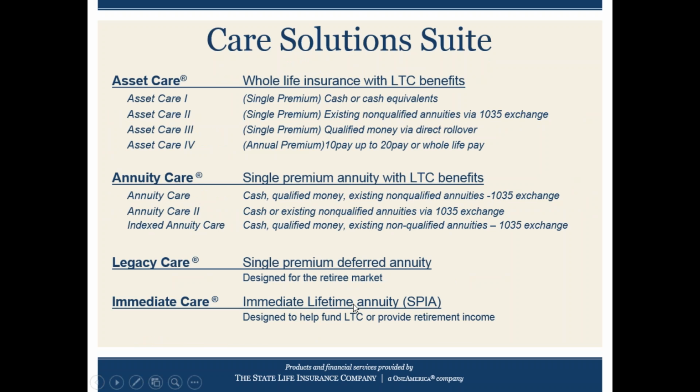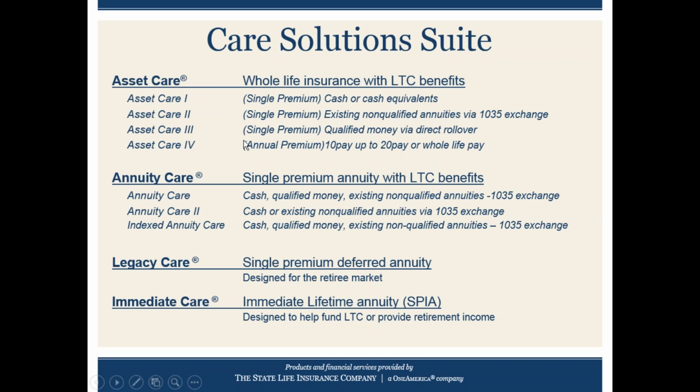Yes, I do have 9 products, but let's deduce for a second. I'm not going to show you 9 products. Don't worry about it. First of all, we're not going to talk about legacy care or immediate care. So now we're down to 7. Then we have our asset care. There's 4 products there. Those are whole life linked to long-term care. And we have the annuity care products. There's 3 there.